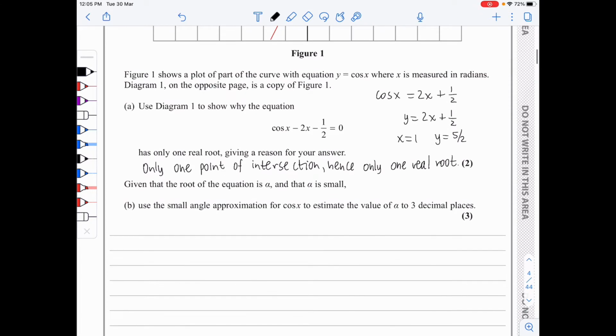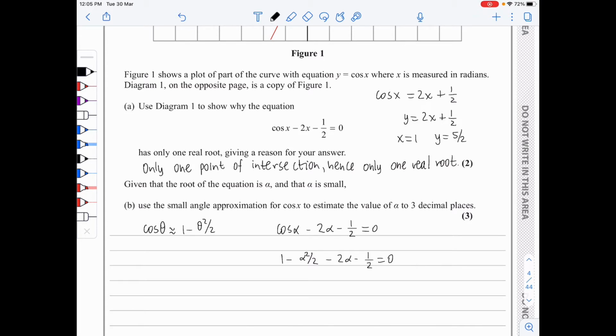In B, we need to use the small angle approximation for cos x to estimate the value of alpha to 3 decimal places. Now, certainly, we are in radian mode here for the small angle approximations to hold true. We are told in the formula booklet that cos theta is approximately 1 minus theta squared over 2. So what I will do is actually use that. So cos alpha minus 2 alpha minus a half is 0. So 1 minus alpha squared over 2 minus 2 alpha minus a half is 0.